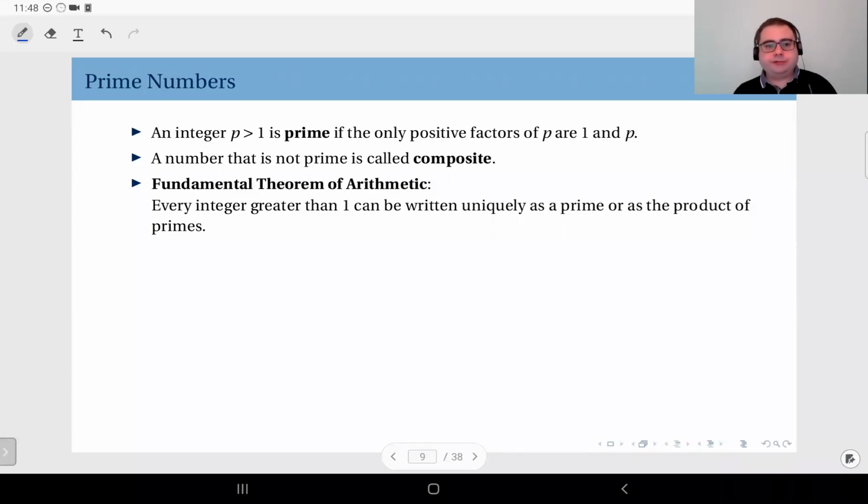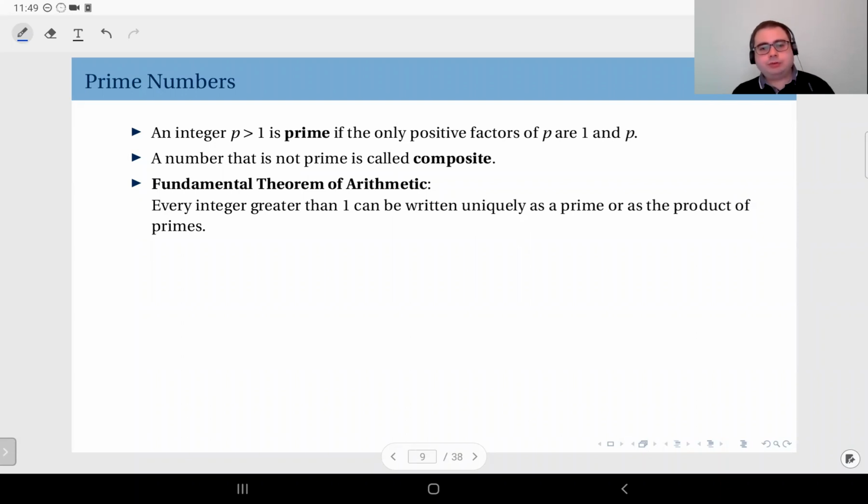Of course, we are all familiar with the concept of a prime number, and here is the rigorous definition. An integer p greater than 1 is called a prime number if the only positive factors of p are 1 and p.